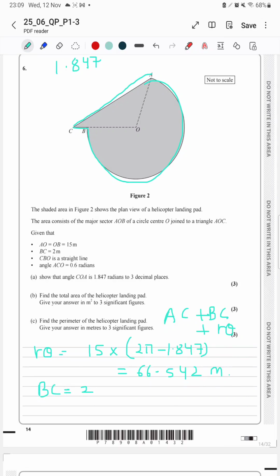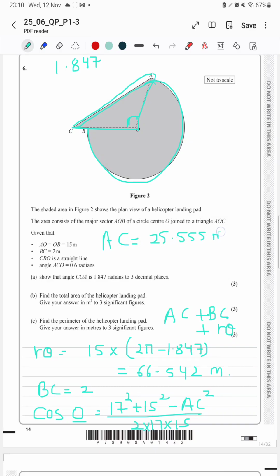Then the BC length is already known too. The only thing important is we need to find this AC. For that I can use the cosine rule, and the cosine rule says cos of angle O is equal to this side squared, which is 17 squared, plus 15 squared, that is this side, minus AC squared, divided by 2 times 17 times 15. Angle O we already know is 1.847. So when you simplify this whole thing, you will get AC as 25.555 meters.